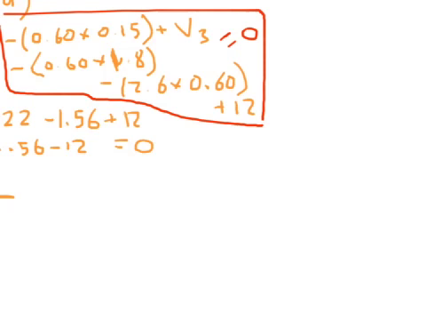So 0.60 times 0.15 is, let's see, 6 5s are 30, so it's 0.09 I think, plus V3, that's a minus by the way, plus V3 minus 0.60 times 1.8, so 6 8's are 48, so it's 10.8, but it should be 1.08. 1.08.